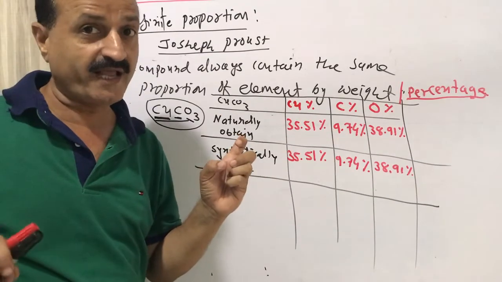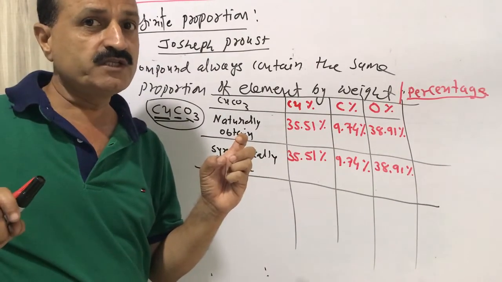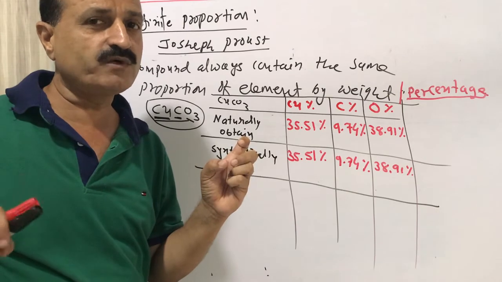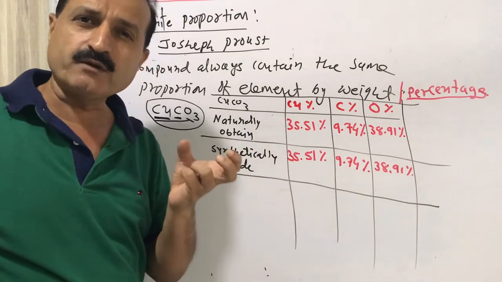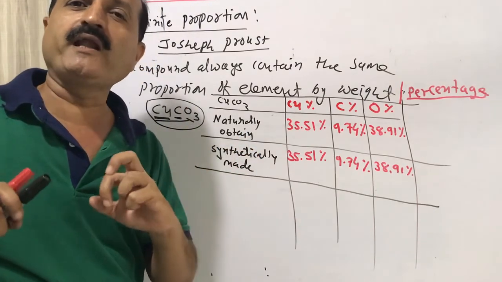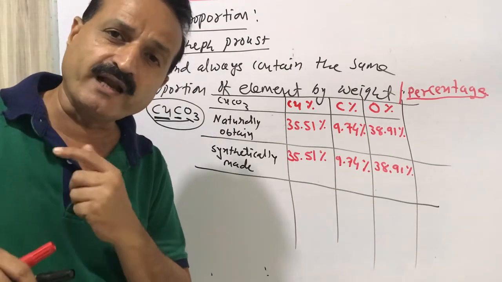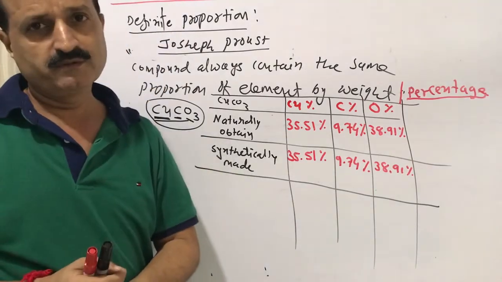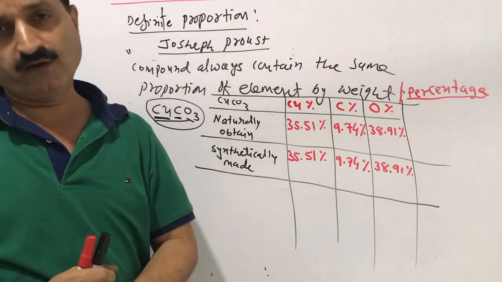Half 19, so instead of 19 you just write down 91. So 38.91, not 19 but 91. You can easily remember. So we have cleared the second law.